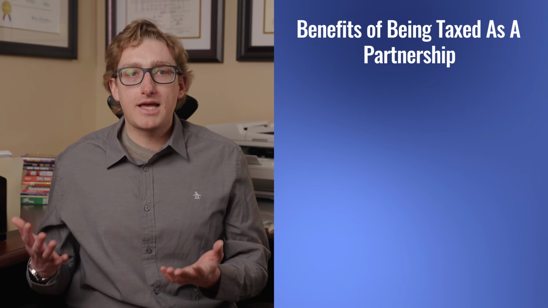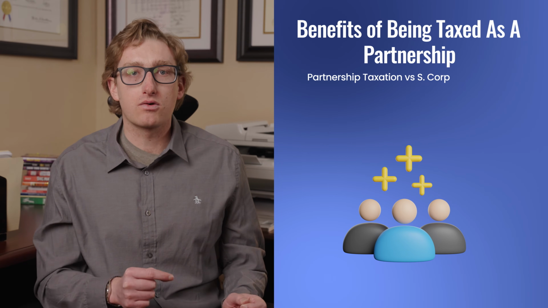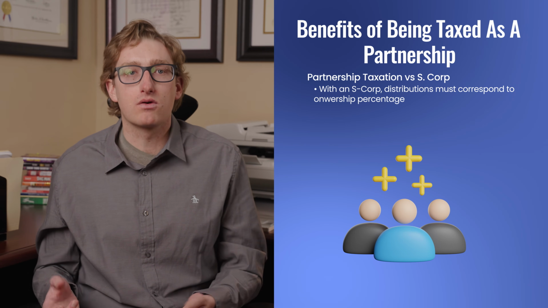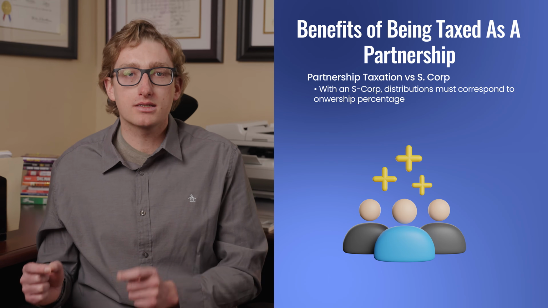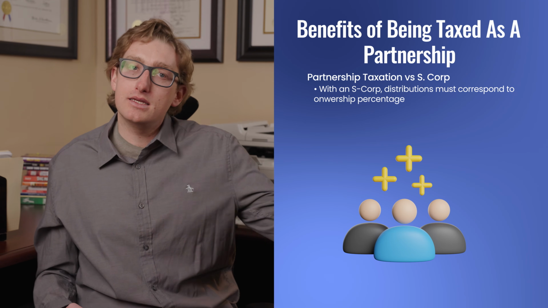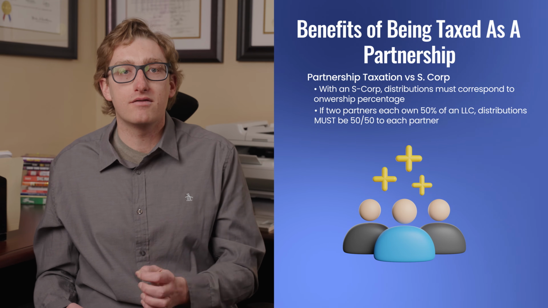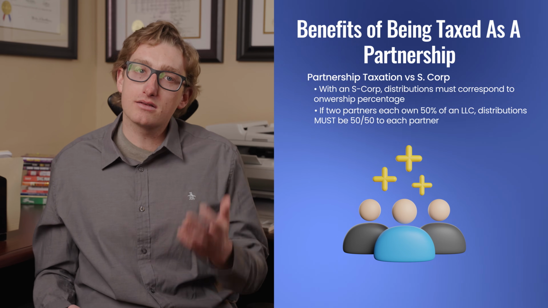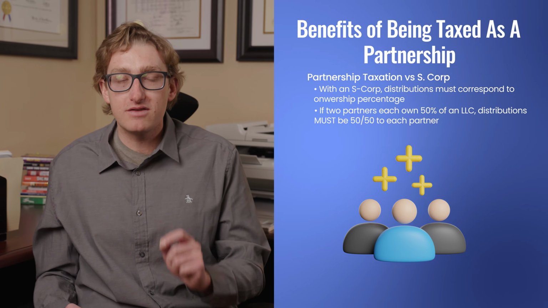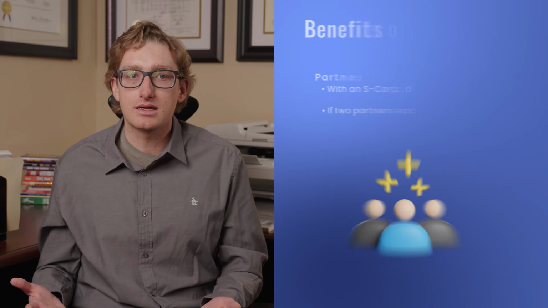And partnership taxation differs from entities that are taxed as S-corps. And this is because if you have an entity that's taxed as an S-corp, the distributions must correspond to the ownership percentage. So going back to the example where you have two partners that each own 50% of an LLC, if that LLC is taxed as an S-corp, those distributions must be 50-50 to each partner. So there isn't as much flexibility there.